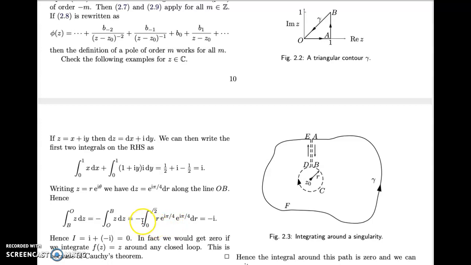So we've got i, which we can take out if we like. We've got minus i, and then r integrated with respect to r gives us half r squared. Putting in the limit, we end up with half times root 2 squared, which is 1. So we end up with minus i. So finally, the integral we want is this plus this plus this, and we end up with i minus i, which is 0. Now, in fact, we would get 0 if we integrated f of z equals z around any closed loop, not just this triangle. And this is because of something called Cauchy's theorem.